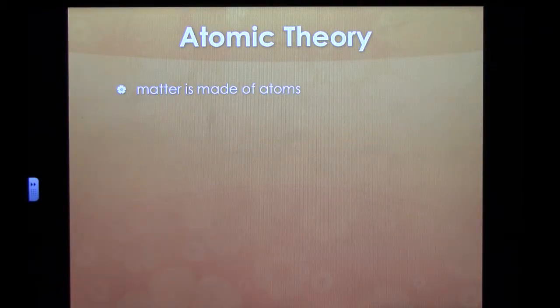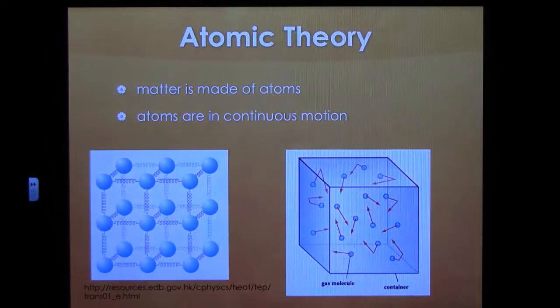Modern atomic theory states that matter is made of atoms. In all matter, including solids, these atoms are in continuous motion. In a gas, the atoms move about randomly throughout the entire material, often colliding with other atoms or the walls of the container. In a solid, the atoms do actually move, but their movement is more of a vibration.